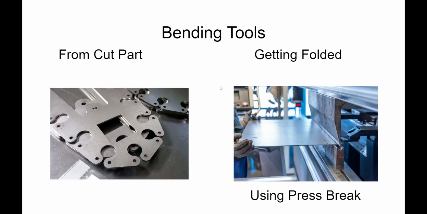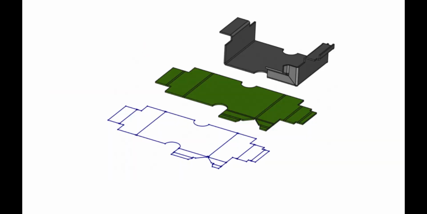So the next technique is the bending tool. In the previous process we saw the cut parts. In this one, once we have cut it, we fold it using a press brake or different tools, for example a small press brake or small bender. All these press brakes have different capacities, starting from thin metal up to folding and rolling of really thick metal.